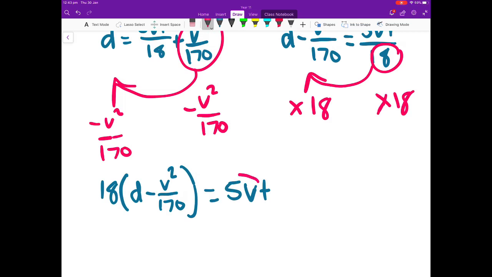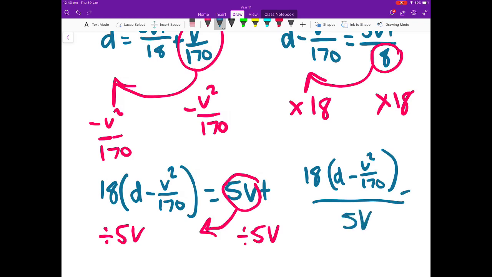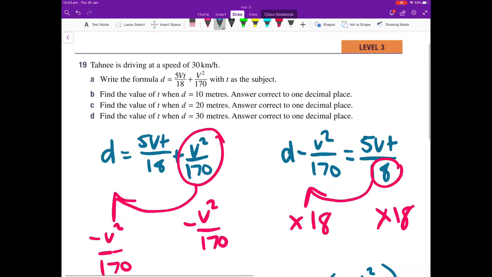So wanting just that T, we're going to get rid of the 5V. We are timesing by 5V at the moment, so we're going to divide by 5V. And again, everything on the left is going to get divided by 5V, which means we're going to make a really gross looking fraction, unfortunately. And we'll end up with 18 into D minus V squared on 170 all over 5V equals T. And that gives us our answer to 2A, giving us T as the subject for our formula.